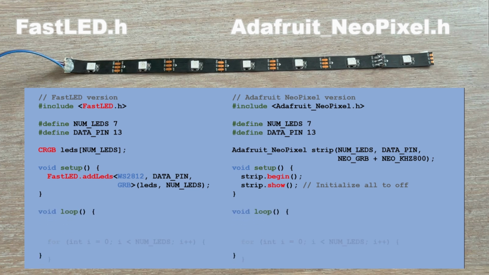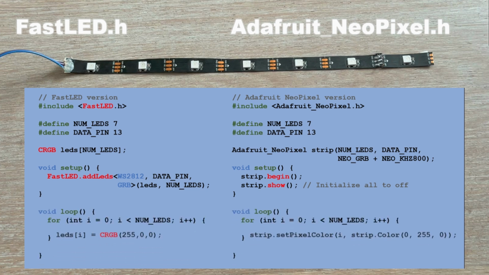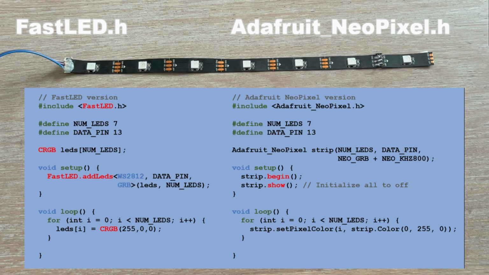In the loop function, we use a for loop to iterate through each LED and assign a color. In the FastLED example, we set them all to red. In the NeoPixel example, we use green. Once the colors are assigned, both libraries require a function call to actually update the strip and apply the changes.